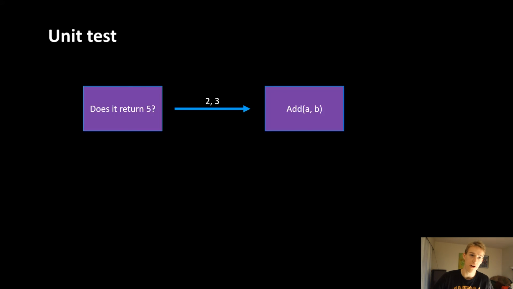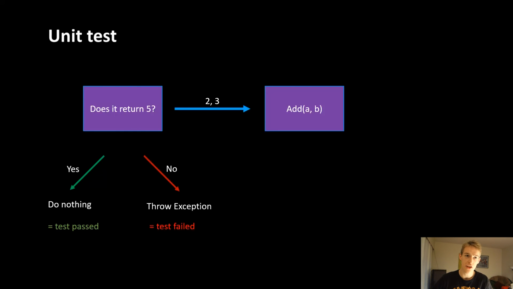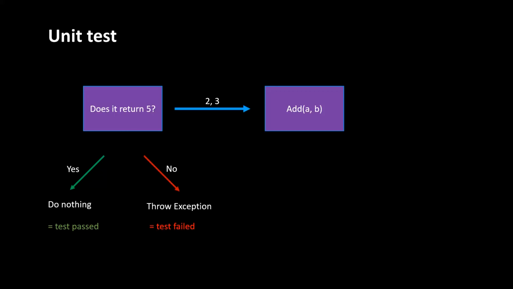This test invokes some fragment of your code, checking if this code behaves as expected. If it does, the test method just ends. The test will pass. If the code didn't behave as expected, just throw an exception from the test method, which will fail the test. Let's take a look at this snippet of code.